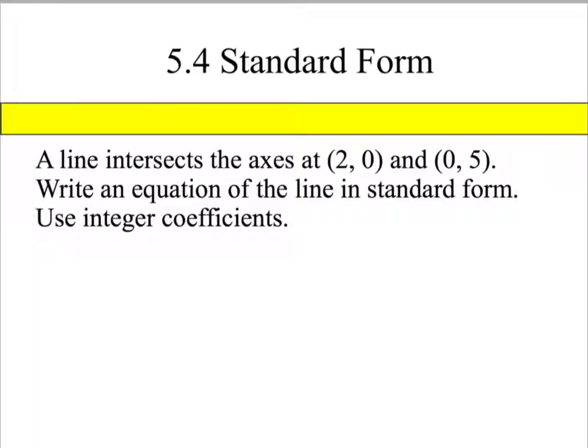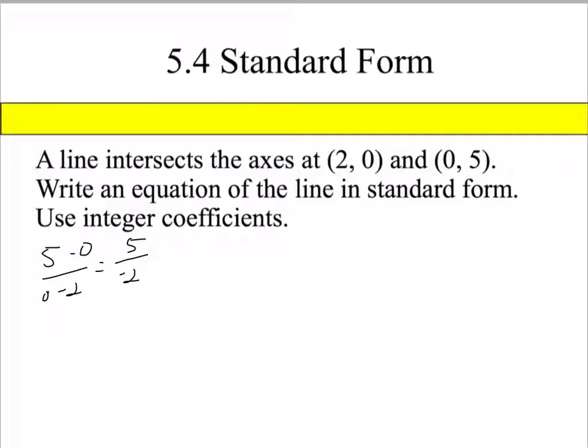All right, so here we have a line that intersects the axis at 2, 0 and at 0, 5. We are going to write an equation of the line using standard form. So the very first thing is, in every situation, we need to have the slope. Do we have the slope in this problem? No, but we can find it. The way we find it is to use our y2 minus y1 over x2 minus x1 formula. So now we have 5 minus 0 over 0 minus 2, and our answer is 5 over negative 2. So my slope is 5 over negative 2.